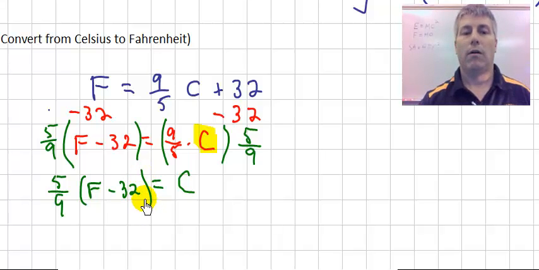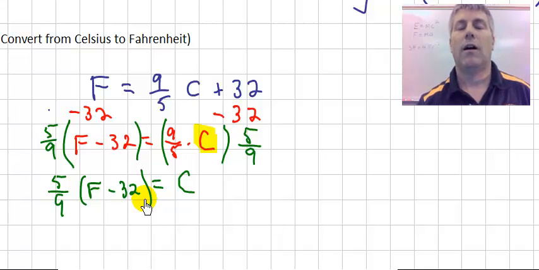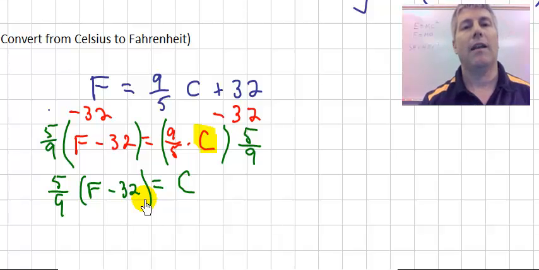So now we have a formula that will convert a Fahrenheit temperature to a Celsius temperature. A nice sample problem for you to work on to get you going in section 2.2.